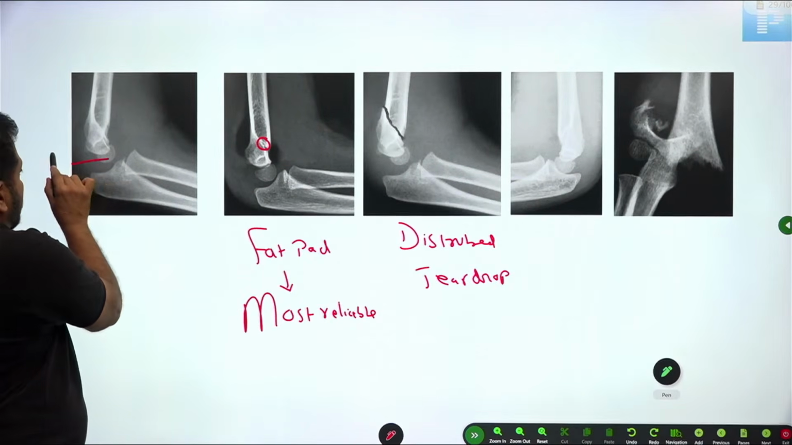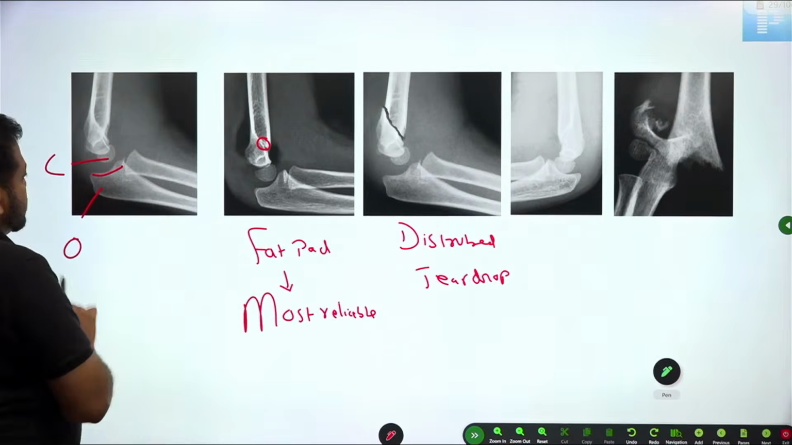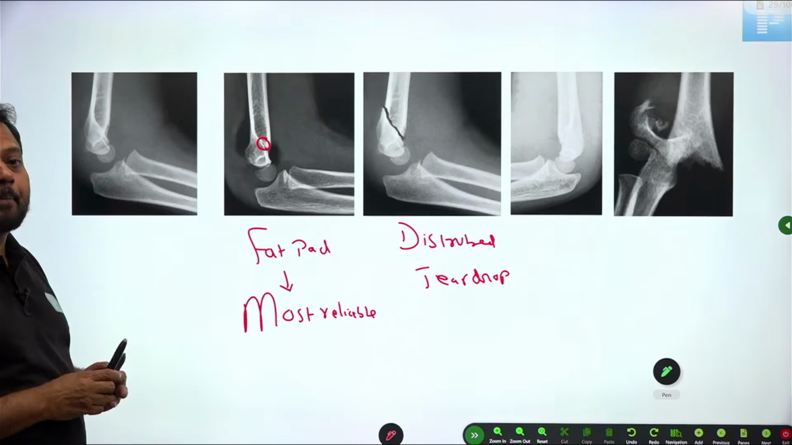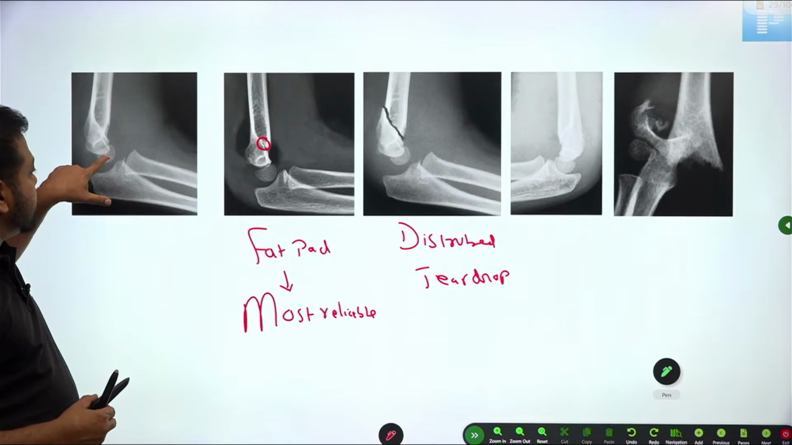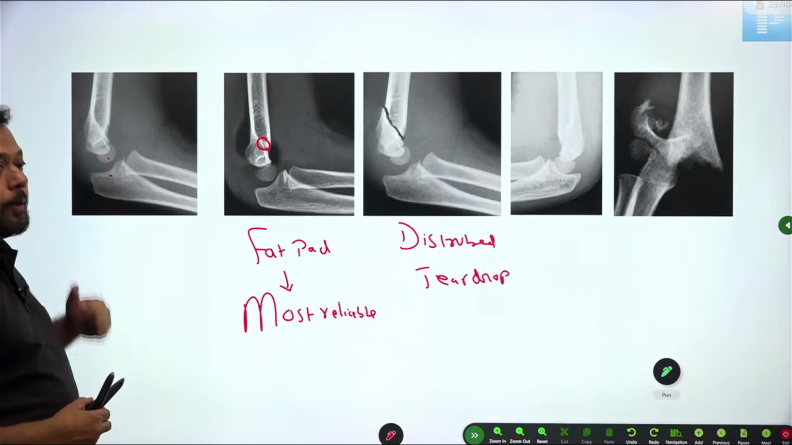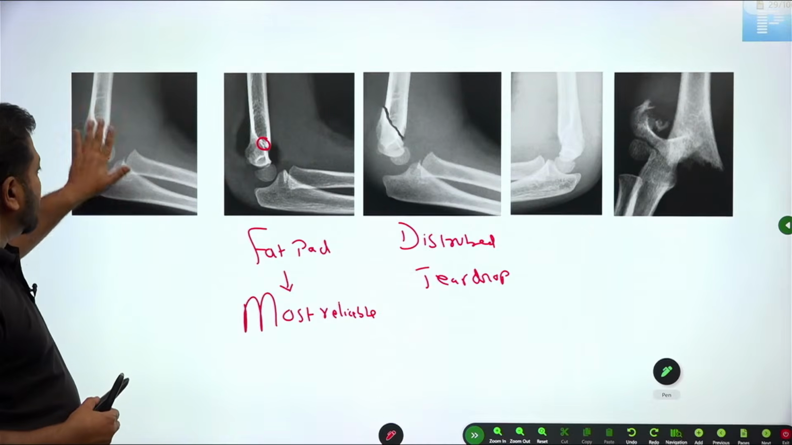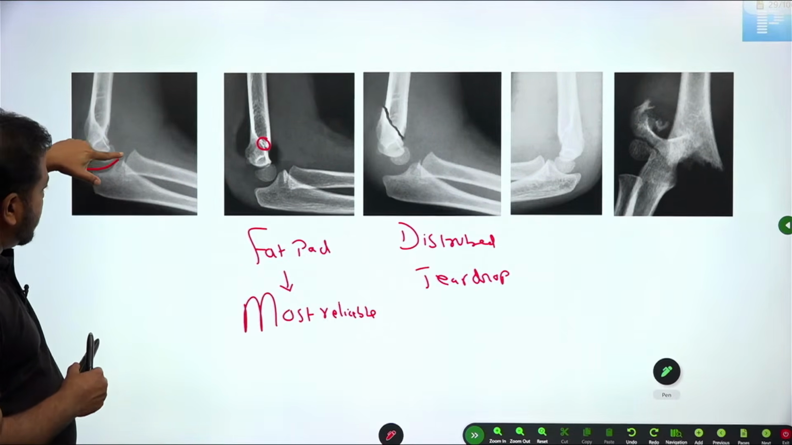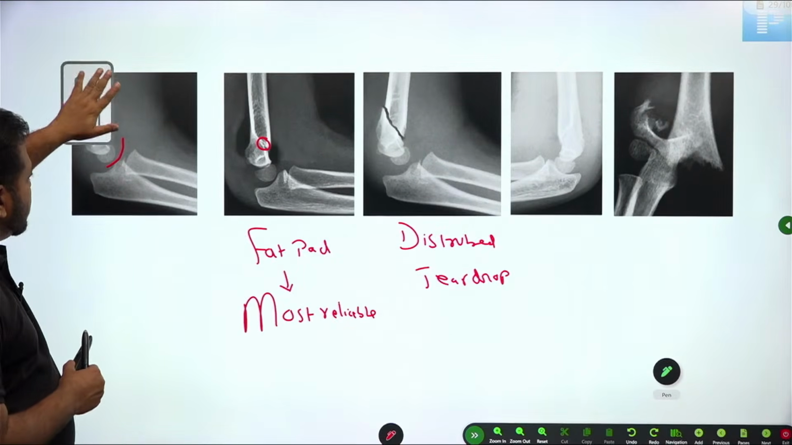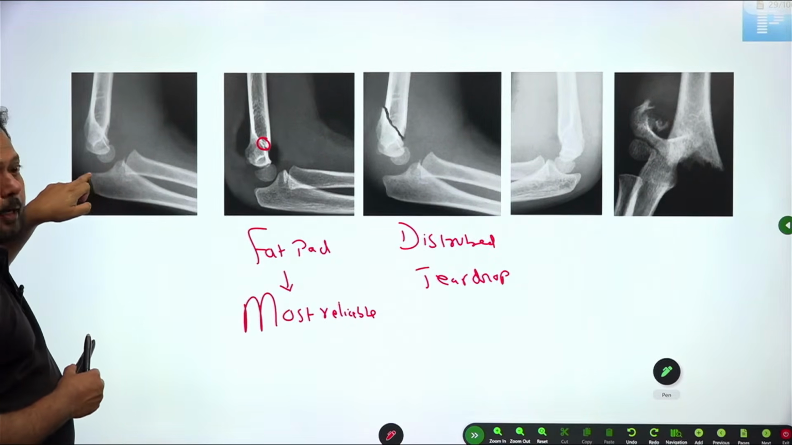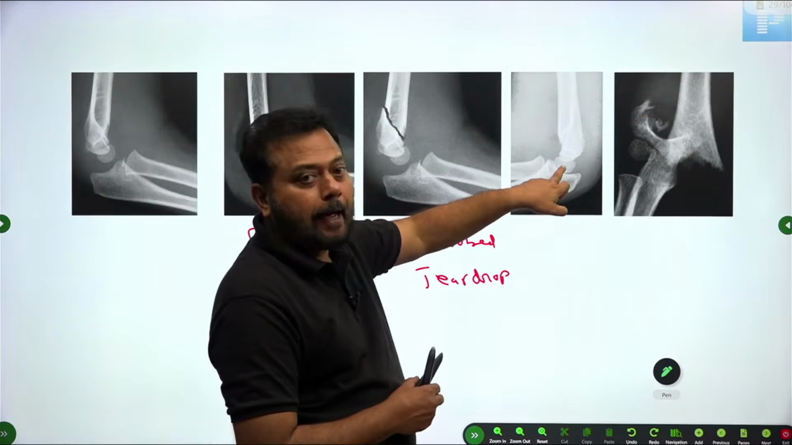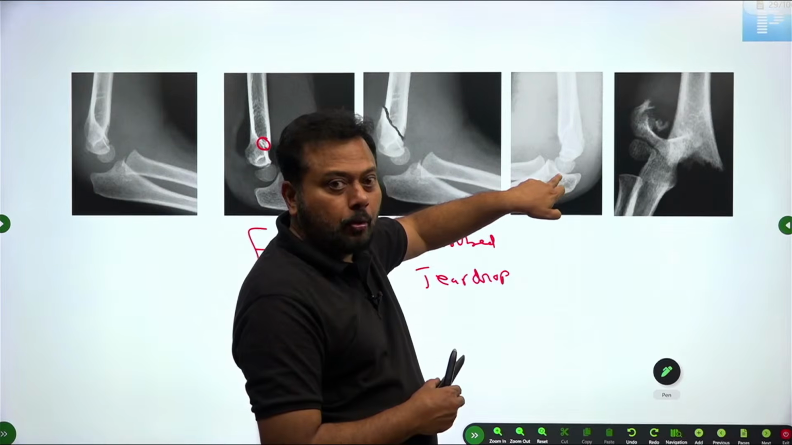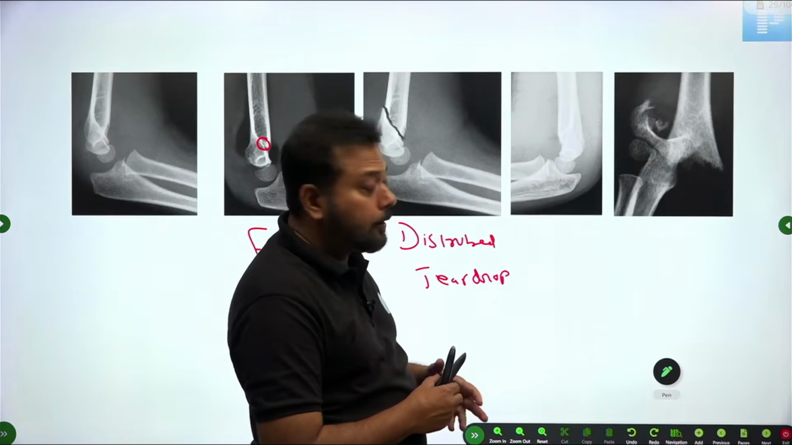Then you see here, this is the capitulum, this is the olecranon. I teach you, this is a concept based area, please focus your attention. Normally there is a definitive gap between the capitulum and the olecranon. Yes or no? You see here what has happened. The capitulum is overlapping the olecranon. There is no gap.